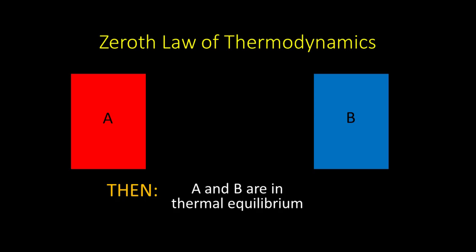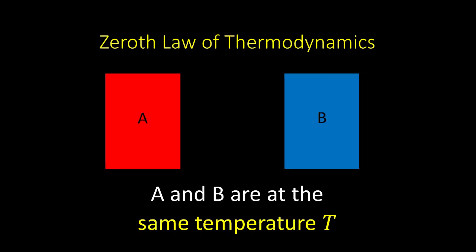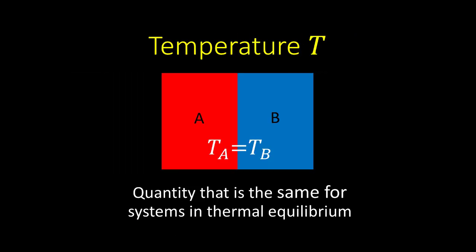However, they can also be in thermal contact, and when they are brought into thermal contact, there will be no heat flow between them. In this case, whether they are apart and in thermal equilibrium, or in contact and in thermal equilibrium, we say that A and B have the same temperature, T, so TA is equal to TB. This allows us to define temperature as any quantity that is the same for systems in thermal equilibrium.